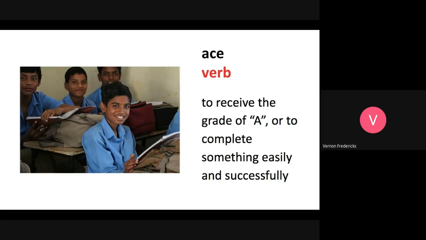So that's a verb, ace. To receive a good grade. You ace the exam, A plus. You did very well in your exam. You study well and you did very well and you had a good exam and you get an A plus. You ace the exam.